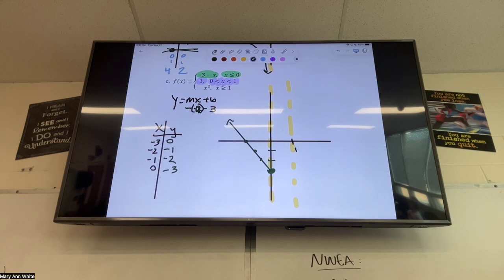So I'll go up and I'll find 1, and I will put a horizontal line there. It looks like I need open circles on both ends, open, open.